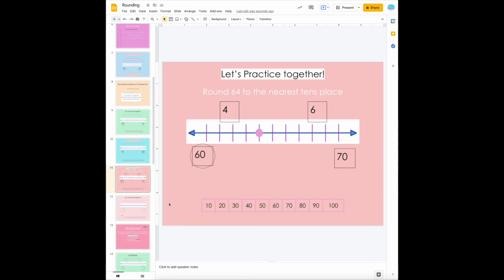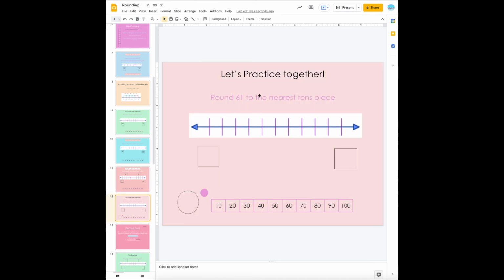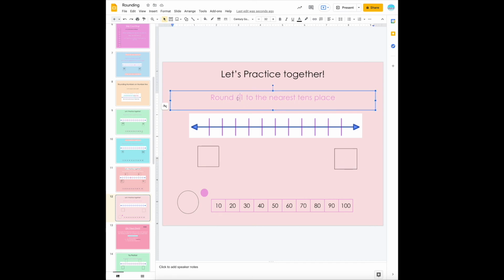All right, we're going to try one more together. All right, now we're going to start with 61. Now remember, the first step is to figure out what our tens are going to be. Step 1, here's our trick. We're going to look at the tens place it already falls in. We know it's in the 60s. And our next 10 is going to be in the 70s.